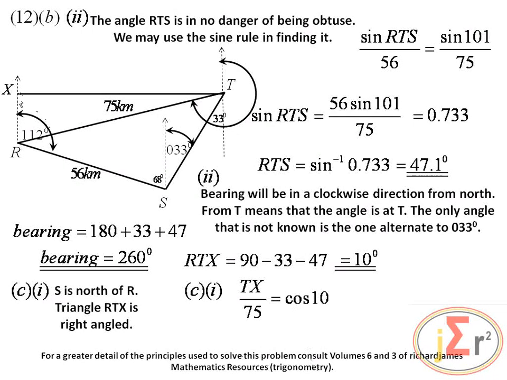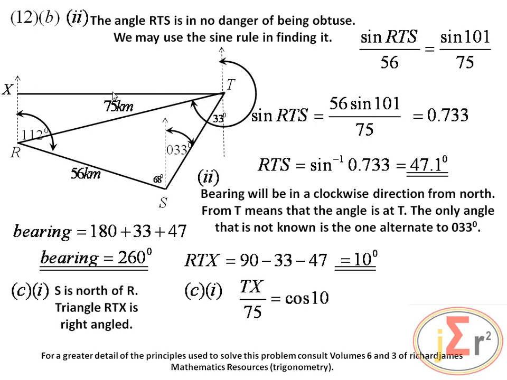Now, the calculation of Tx, which is this distance, is based upon the fact that the angle that we have just calculated, 10 degrees, this side is adjacent to it. And the hypotenuse that we have is 75 kilometers.